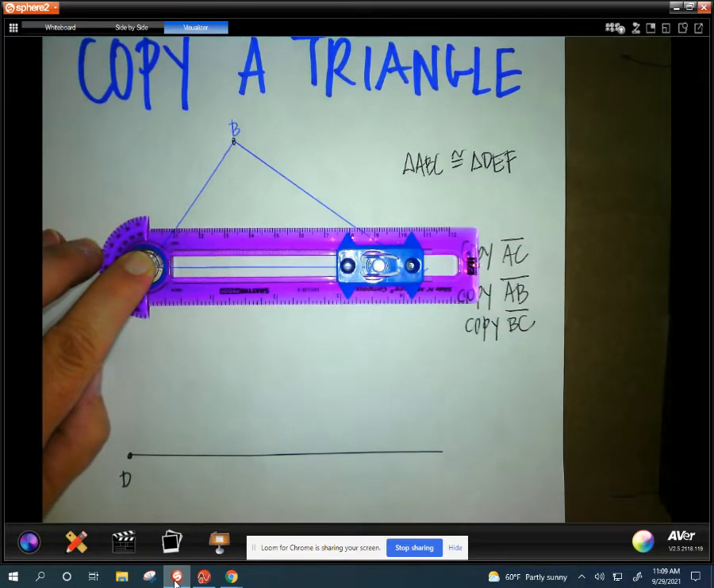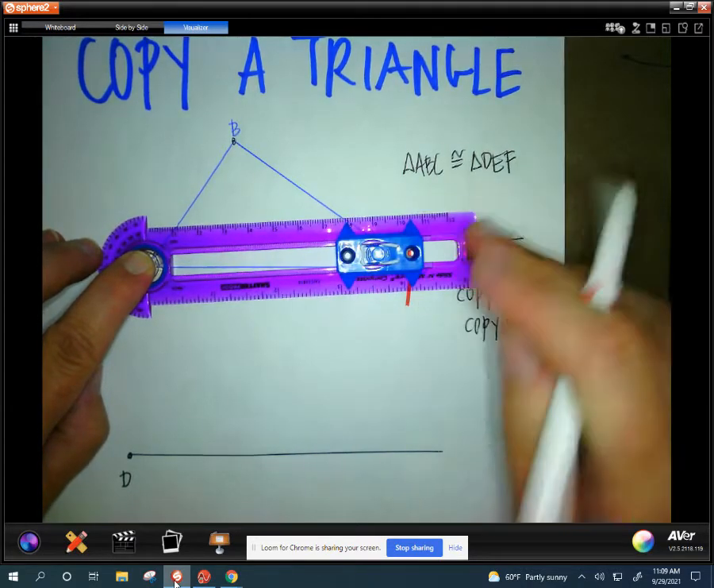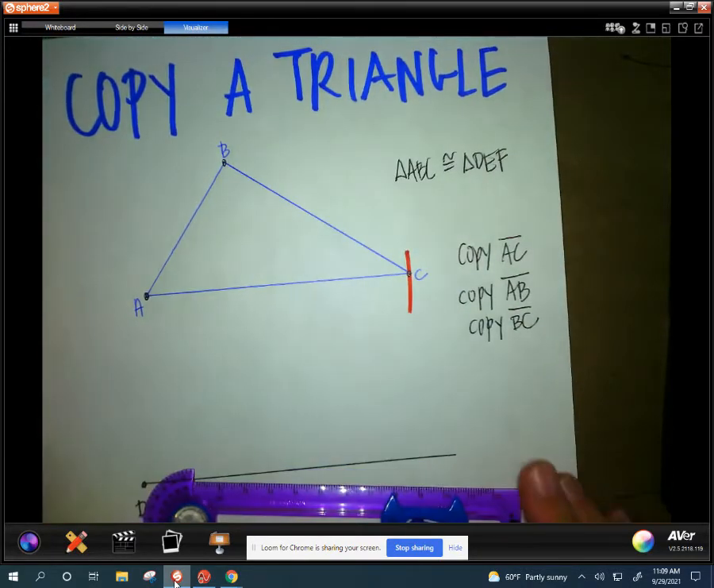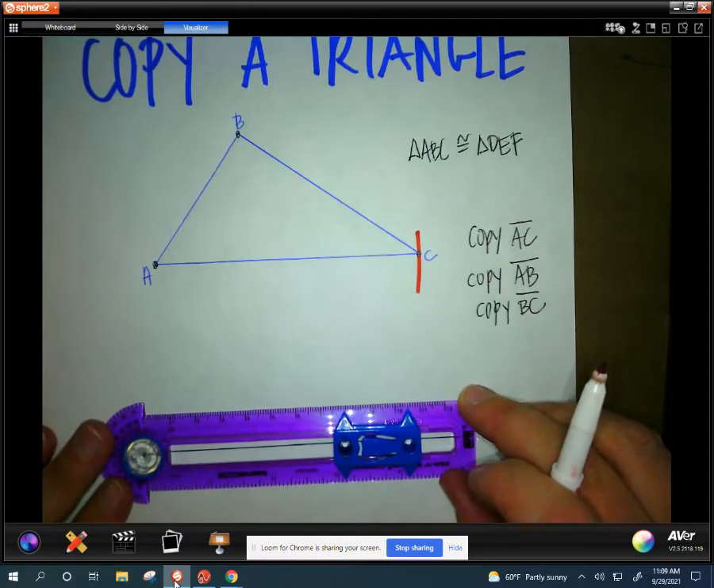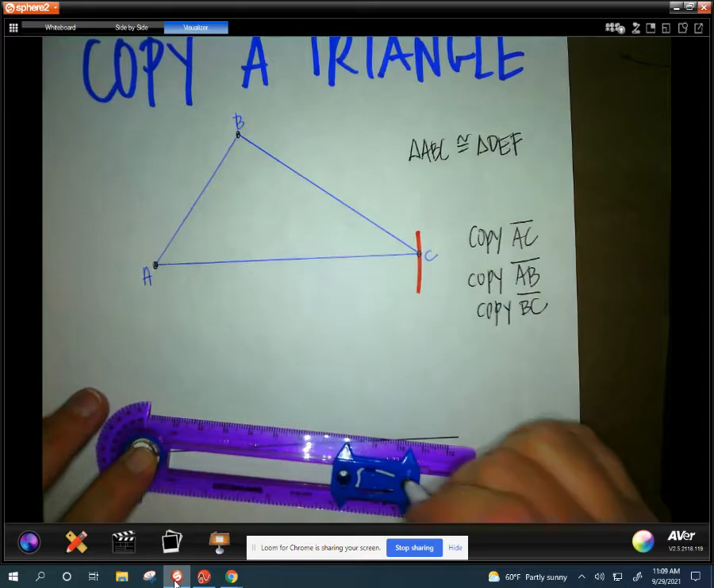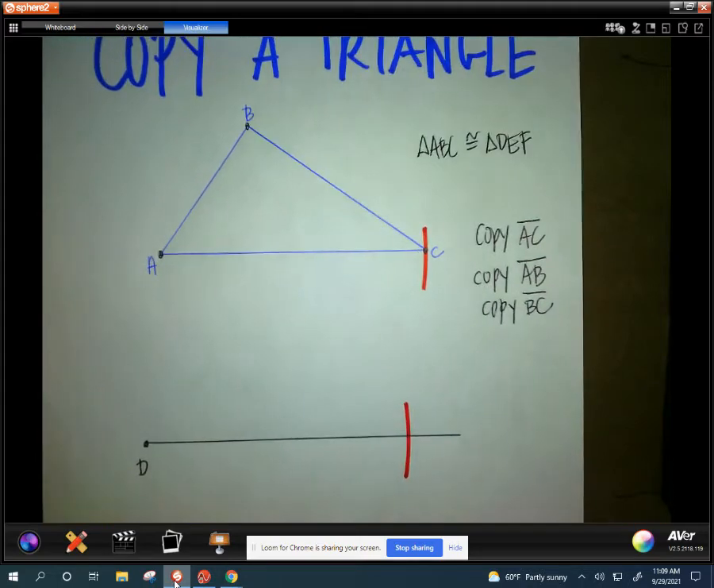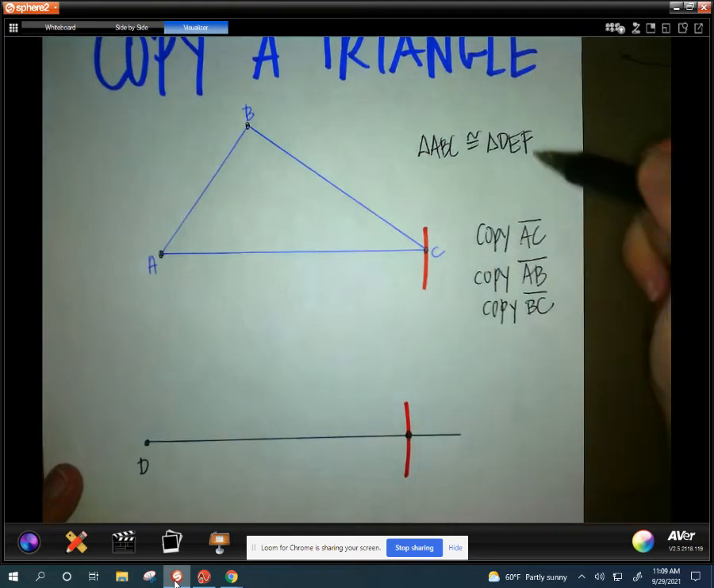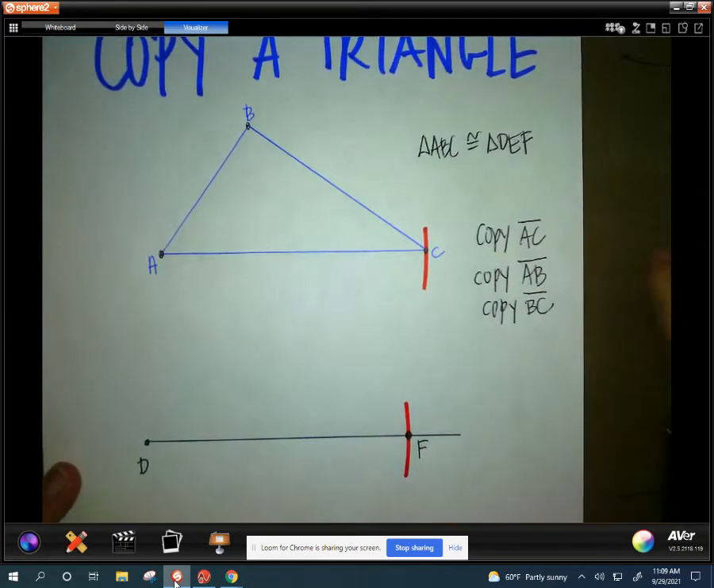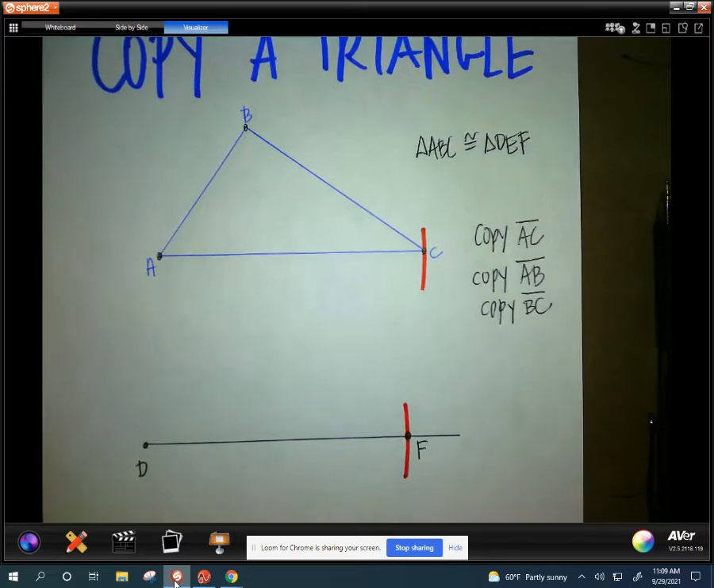So I am going to show that I'm copying the length of the line by doing an arc here. And I got to say, use the outside, use the outside, so I don't forget. And I'm going to use the outside. All right, so now this point right here corresponds with C, so it's going to be called F. So we have one side.